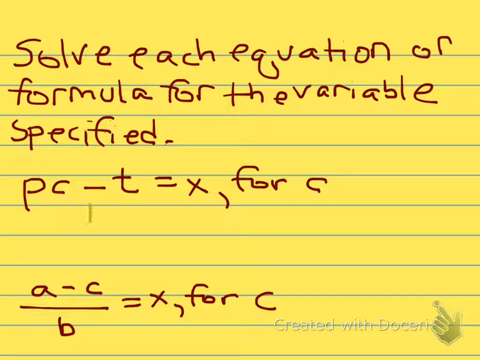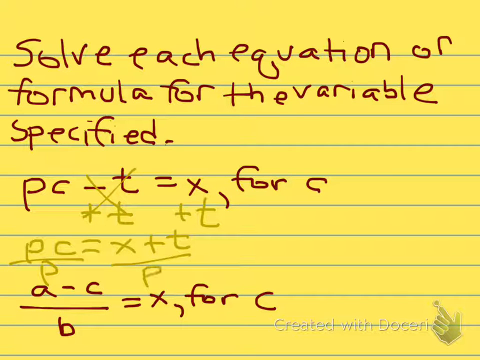Since the T is not directly with the C, I'm going to cancel that out first and bring it over to the other side. I'm going to add because it was minus T. So I get PC equals X plus T. And now I need to cancel out the P. So P times C means I would need to divide by P. So C is by itself, and I have X plus T over P, and that's all I can do.